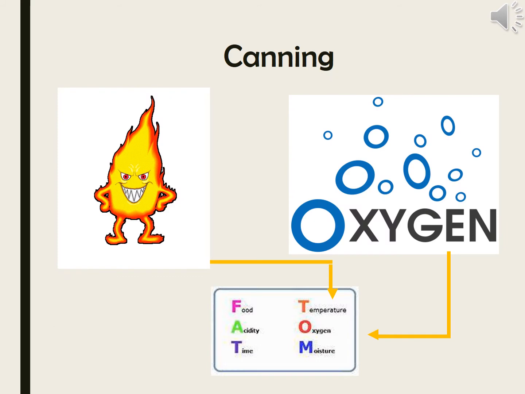For canning, there are two main elements of FAT TOM (food, acidity, time, temperature, oxygen, moisture) that are affected by the canning process, and these are oxygen and temperature. When canning, we seal off a food so that it does not have any access to oxygen, and this prevents bacterial growth. And then we also destroy the bacteria before storing a food by heating that food to higher temperatures.